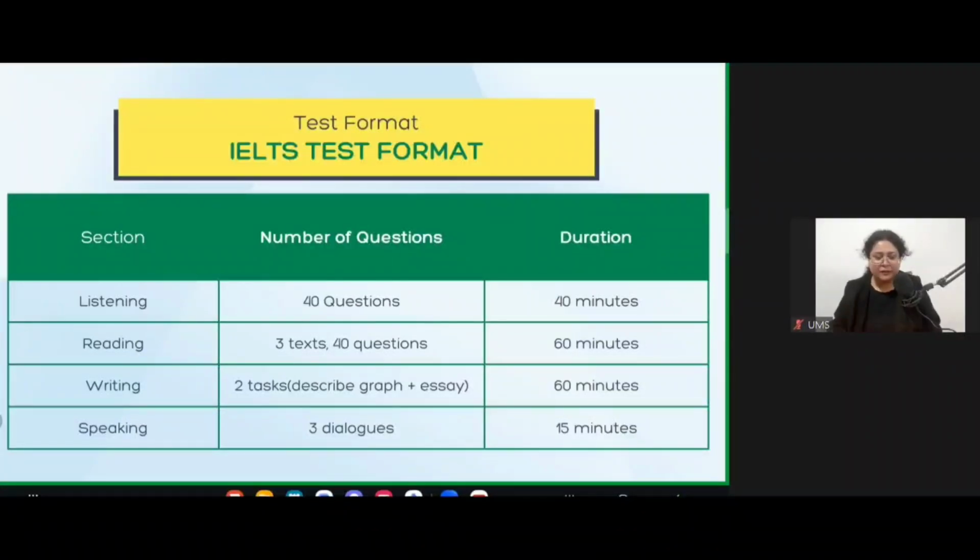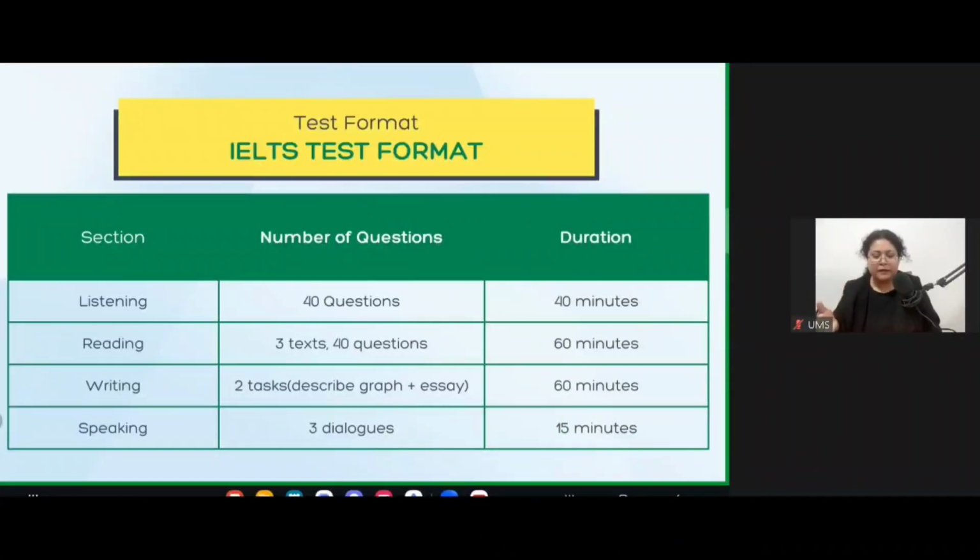So 40 questions, plenty of time, I would say. Plenty of time, especially in reading. And 30 to 40 minutes, as we discussed, for listening, and a whopping 60 minutes, as we discussed, for reading.